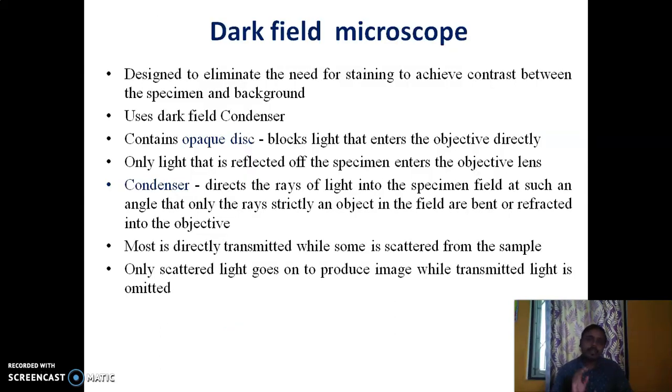the dark field microscope. This dark field microscope is designed to eliminate the need for staining to achieve a contrast between the specimen and the background, because it uses a dark field condenser. It also contains an opaque disc which blocks the light that enters the objective directly. Only the light that is reflected off the specimen enters the objective lens. It also has a condenser which directs the rays of light onto the specimen field at such an angle that only the rays striking an object in the field are bent or refracted into the objective. Most light is directly transmitted, while some is scattered from the sample, and only the scattered light goes on to produce the image while the transmitted light is omitted.